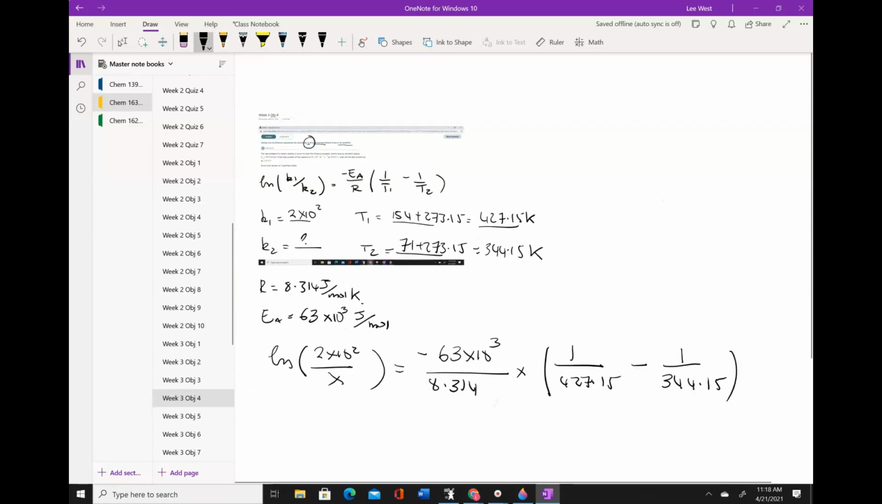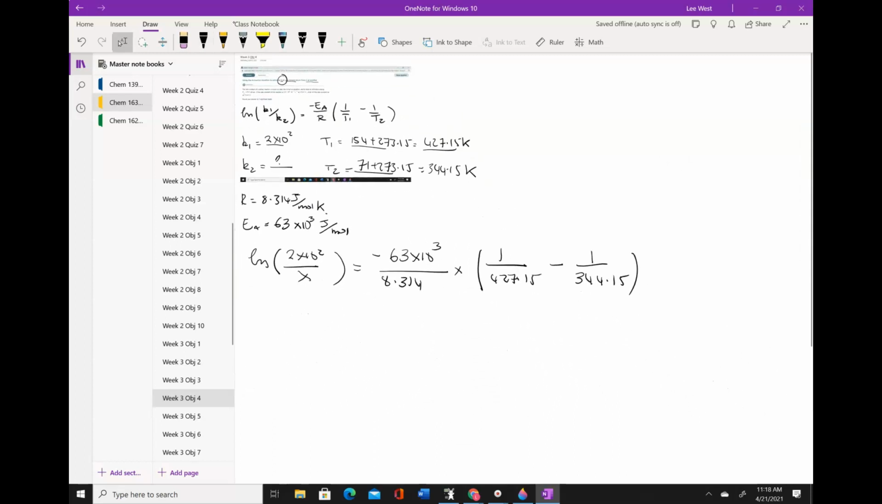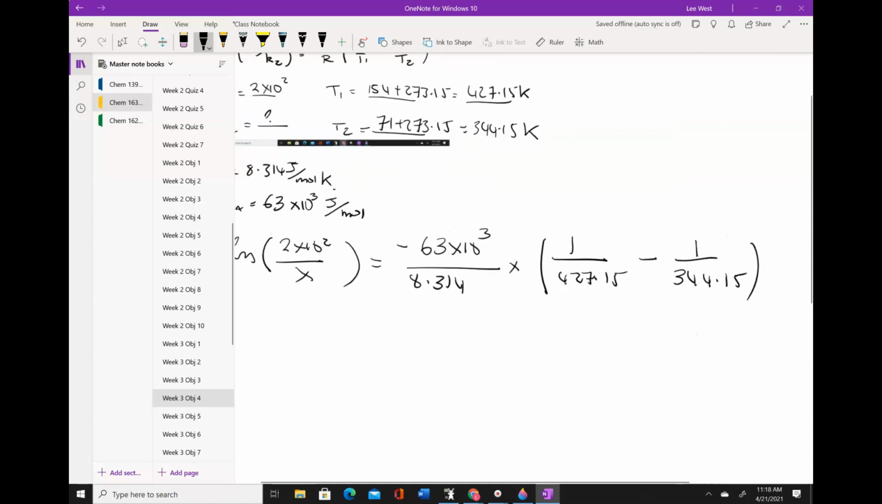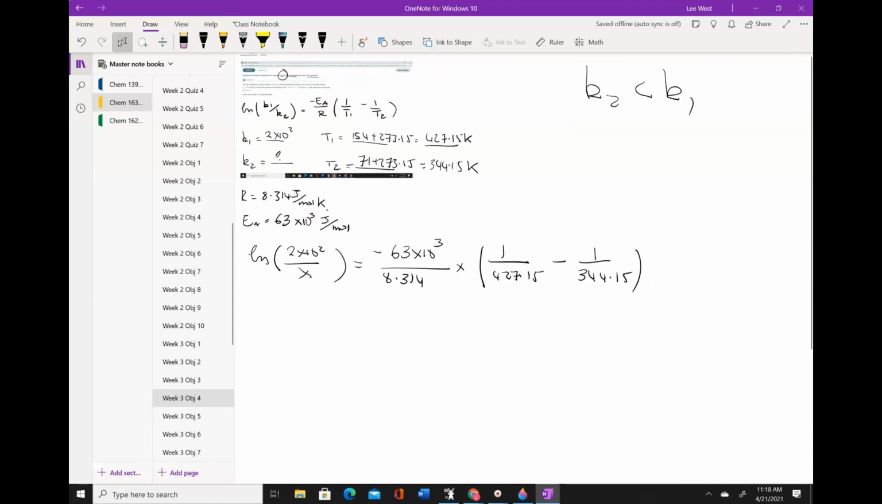Now, the important thing here to recognize is that the temperature went down, so K2 is going to be less than K1. And remember, it's an exponential dependence on the temperature. So it's going to go down a lot. All right. So this is my expression here.